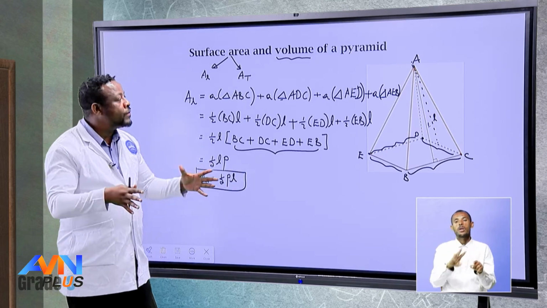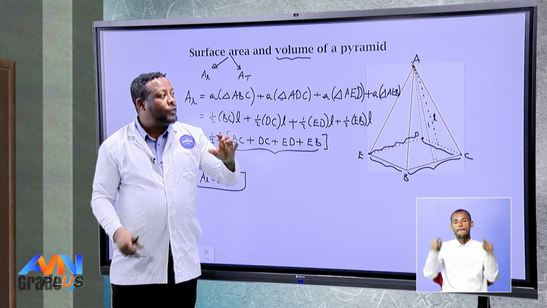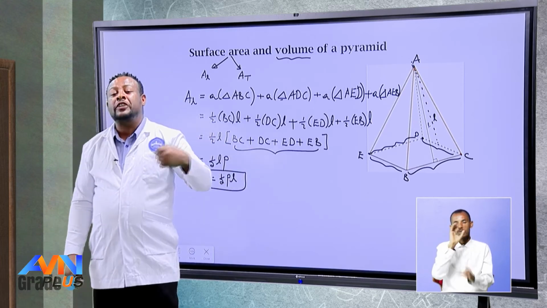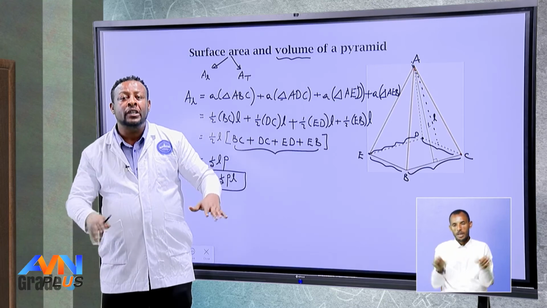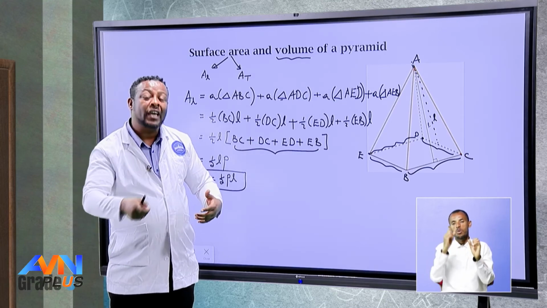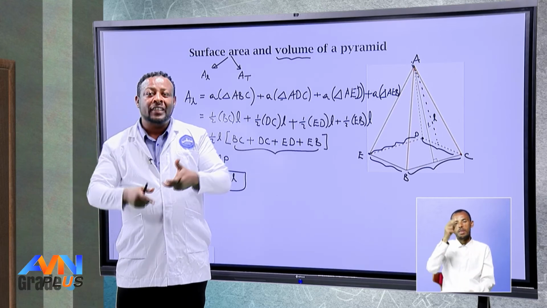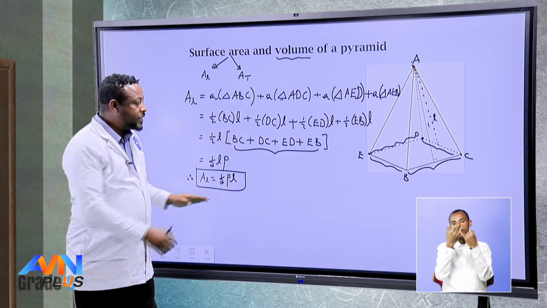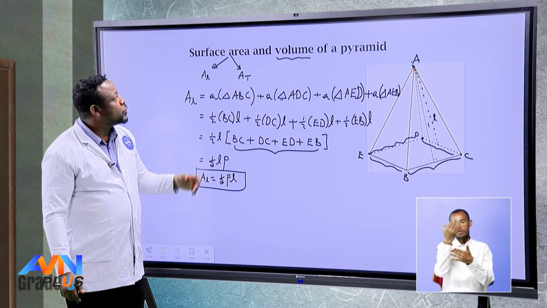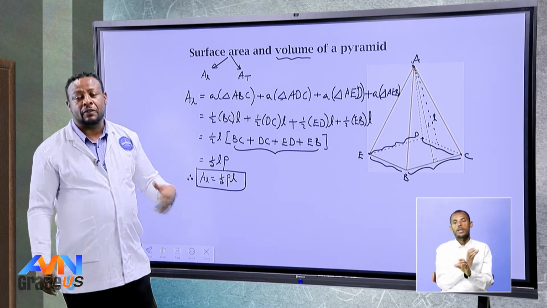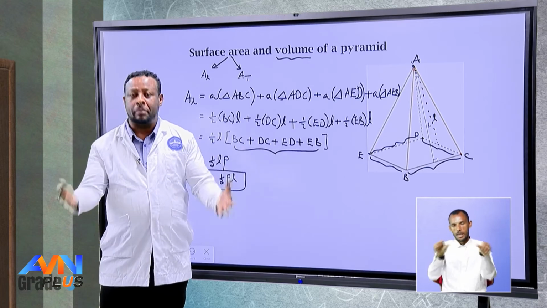Whenever we have a pyramid, if you are asked to calculate the lateral surface area of any pyramid, you can take the perimeter of the base and the slant height, multiply them, then divide by 2. This is the formula that we use to calculate the lateral surface area of a pyramid.